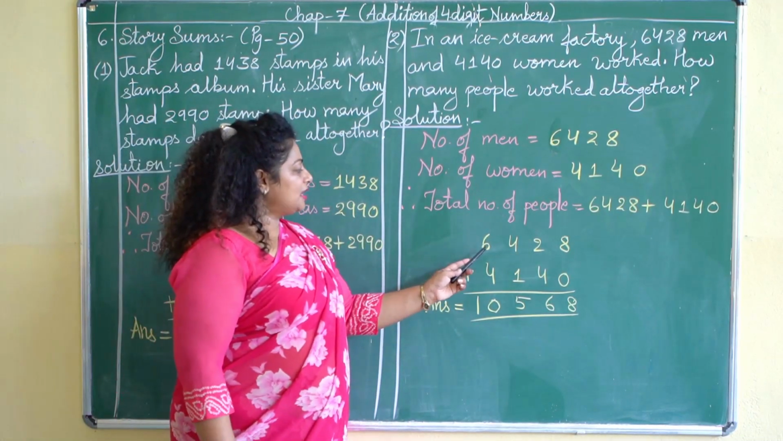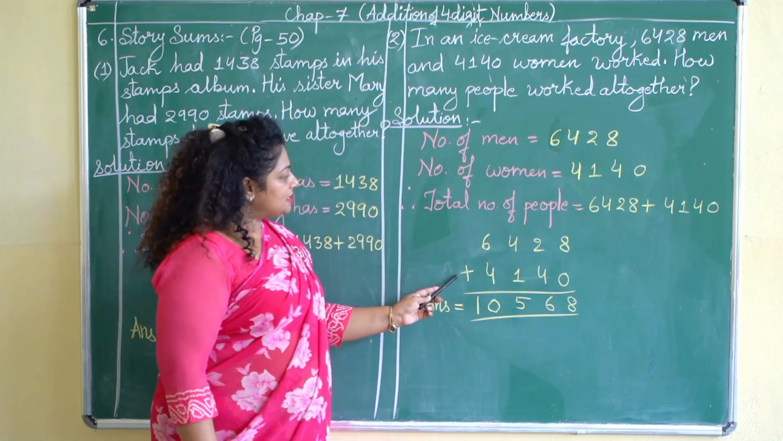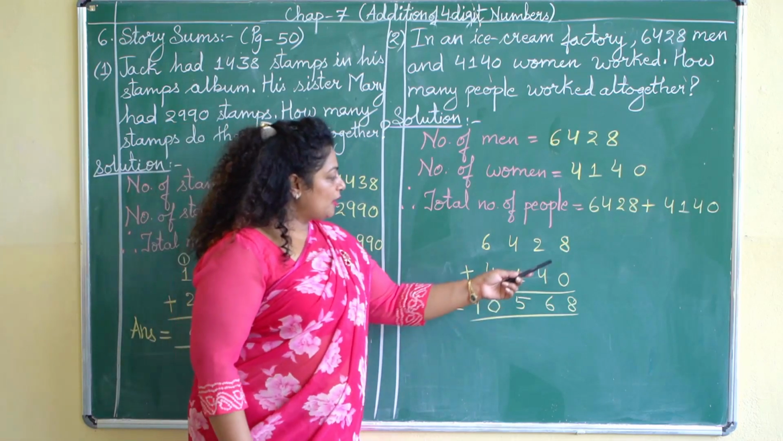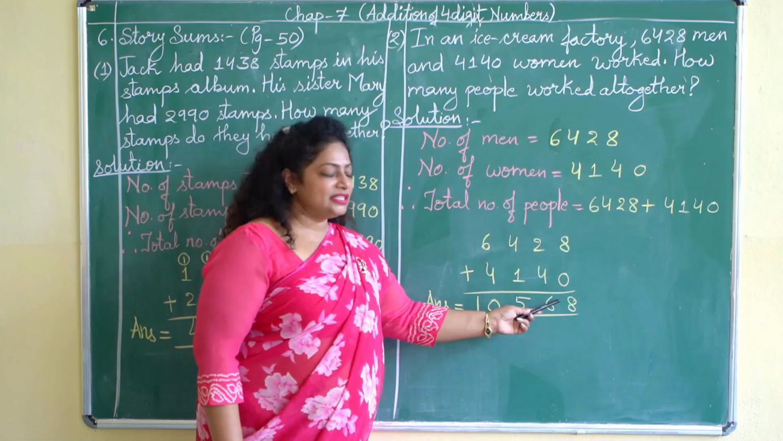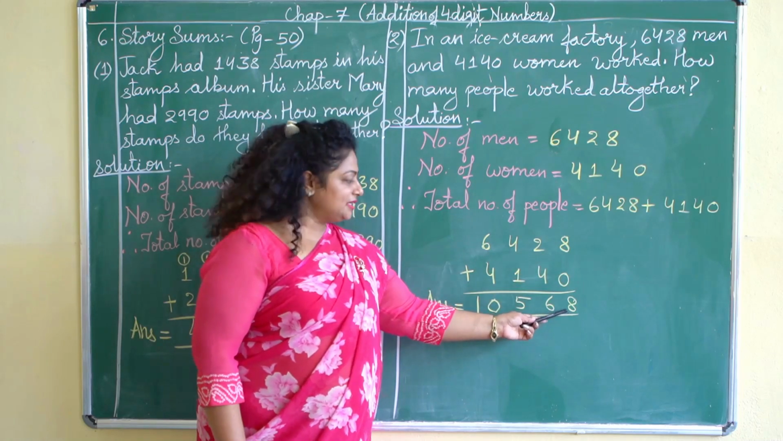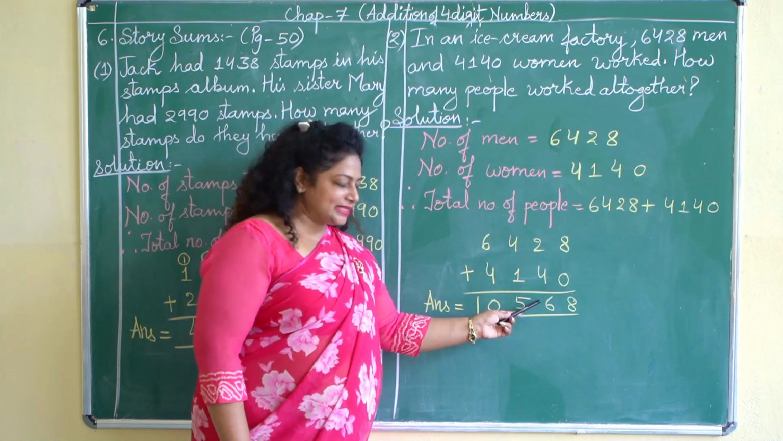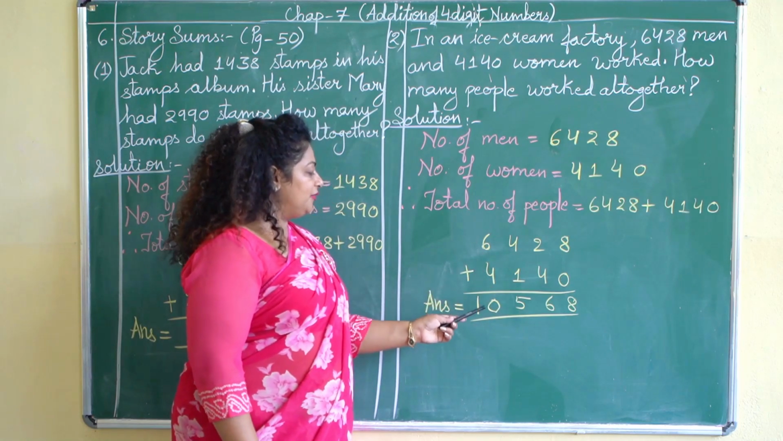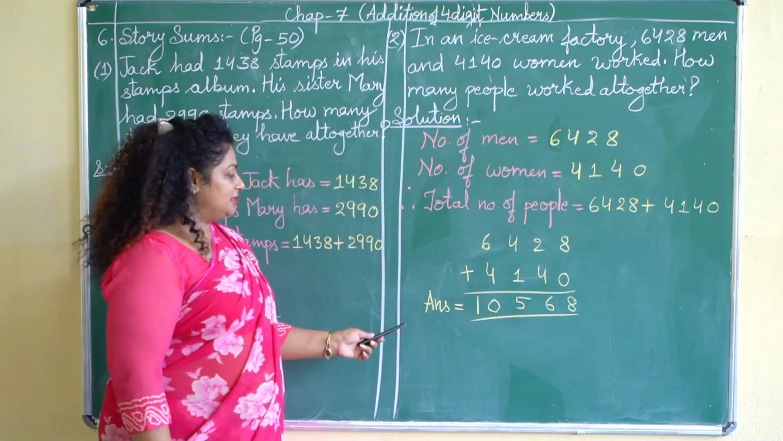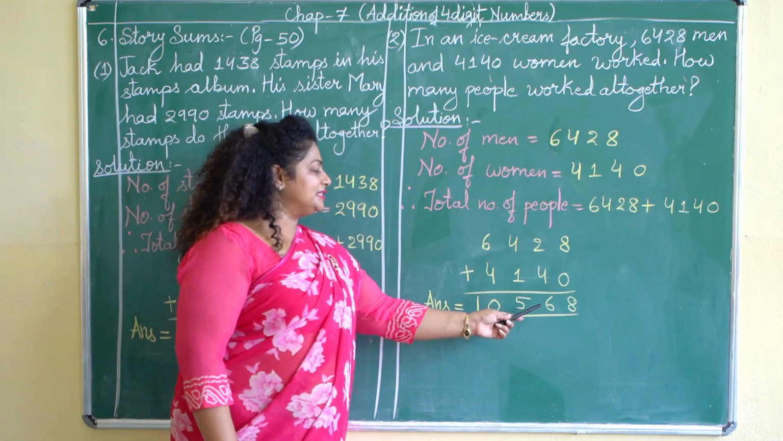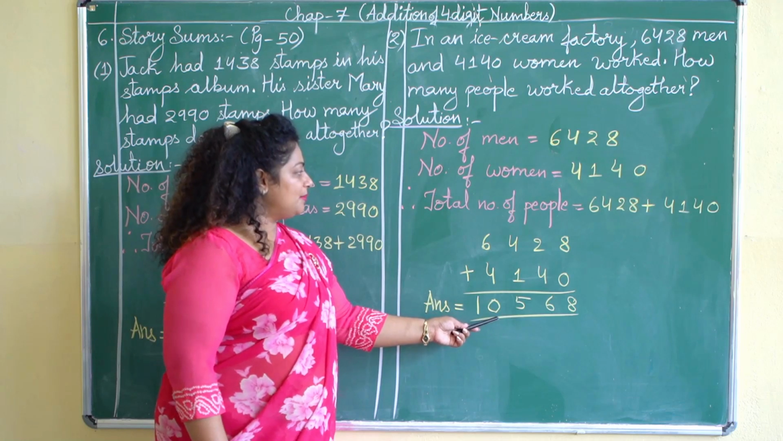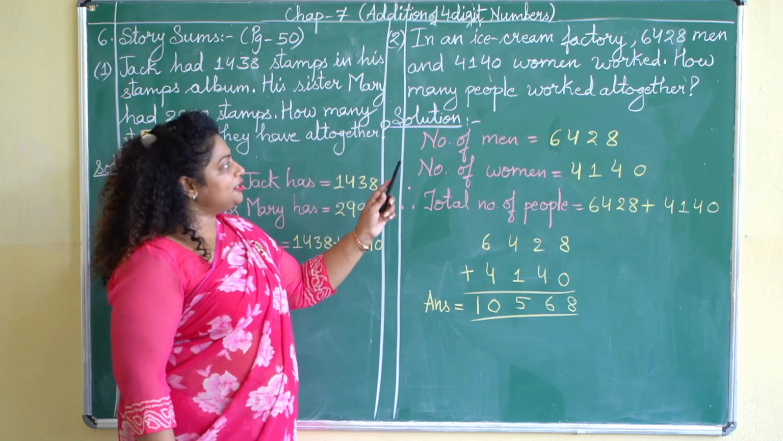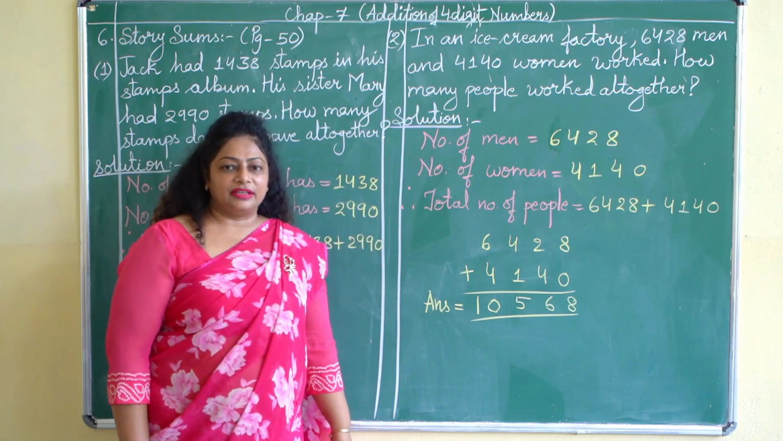First number 6,428 plus 4,140. So let's start adding from the numbers which are at ones place. 8 plus 0 will give you 8. 4 plus 2 will give you 6. 4 plus 1 will give you 5 and 6 plus 4 will give you 10. The answer we got is 10,568. This number will give you the number of people who are working altogether in the ice cream factory. Thank you.